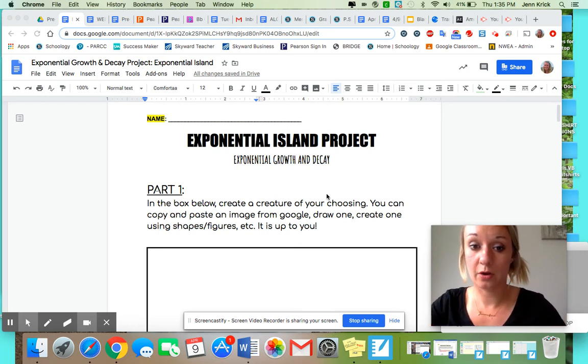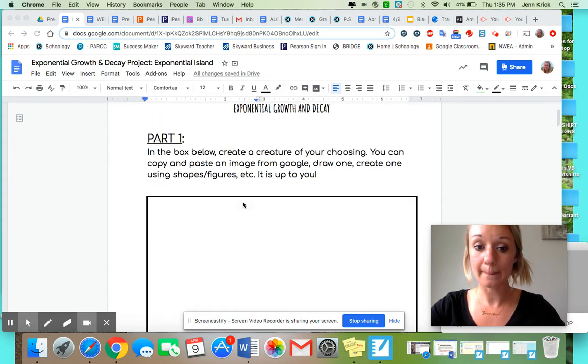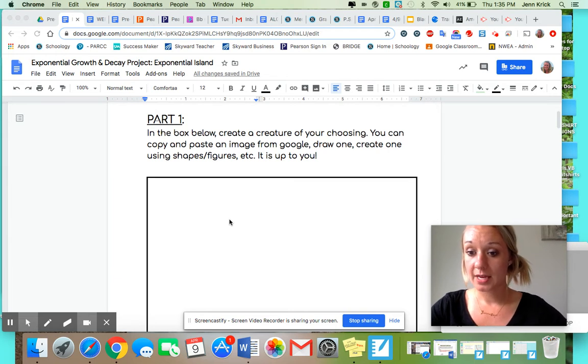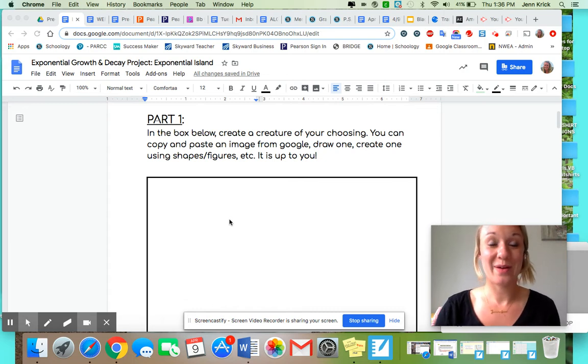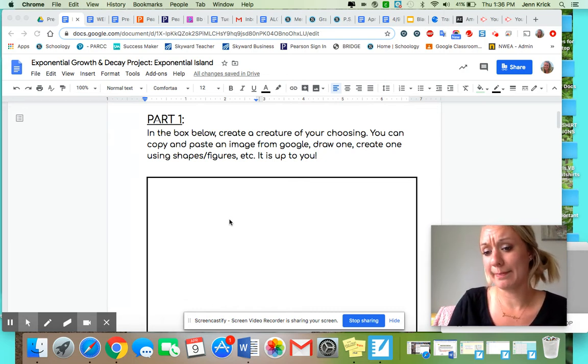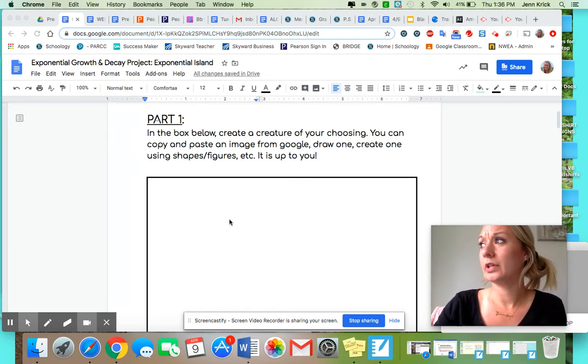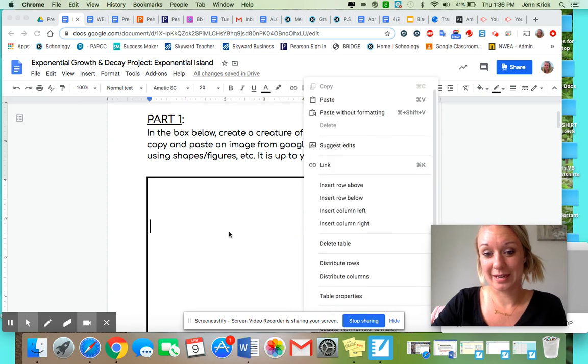So let's jump in, and hopefully you can see on my screen what we're going to be looking at. This is what's pushed out to you as well. Part 1, you need to create some type of creature. When I say create, that doesn't mean you need to draw and come up with it yourself, which you can. If you are artistic and you can draw and copy and paste in there, that would be amazing. However, if you have no art skills, you can copy and paste from Google. If you want to pick a bug, an animal, or a human being. If this was me right now, I would pick my husband. That needs to go into this box here, okay?